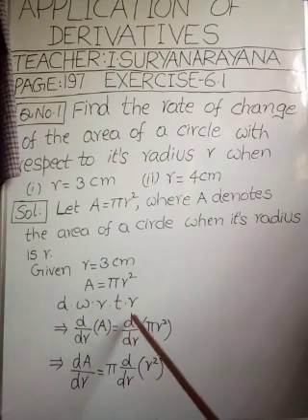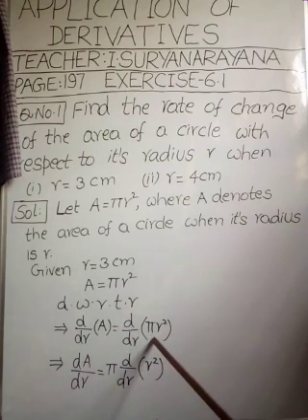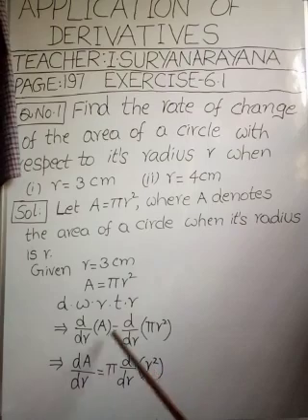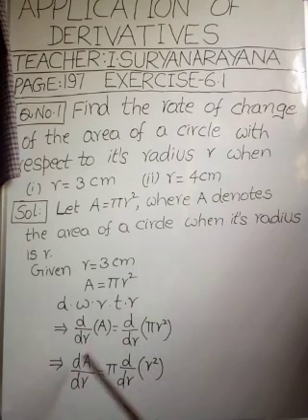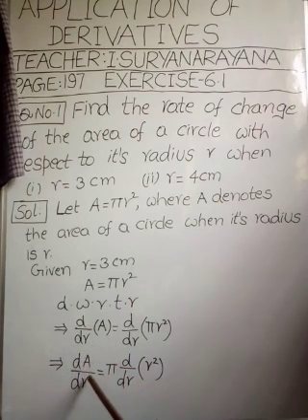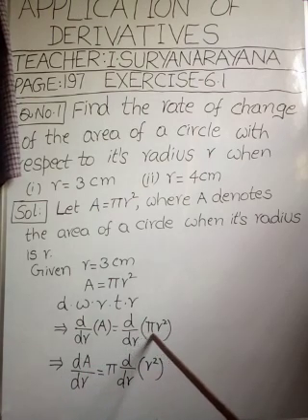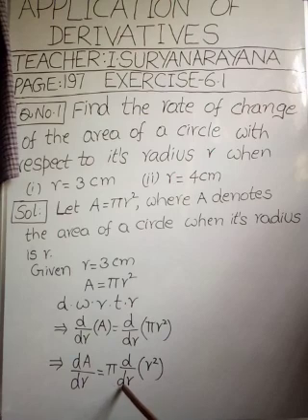So what is the differential operator? dA by dr. d by dr of A is equal to d by dr of pi r square. I wrote the differential operator d by dr on both sides. Understood this step? This implies, what do you get here in LHS? dA by dr. d by dr of A means dA by dr. This is a notation. If you observe RHS, pi is a numerical coefficient. We write this numerical coefficient before the differential operator, so we wrote pi before d by dr. Understood this part?